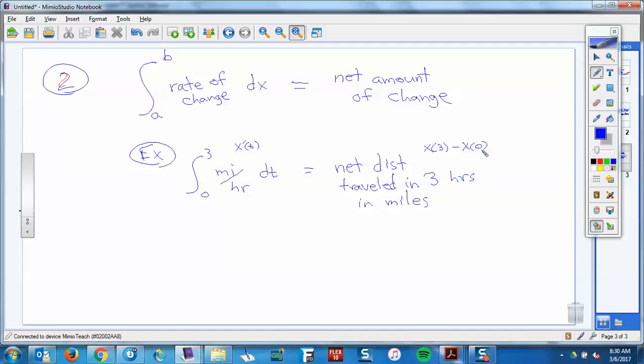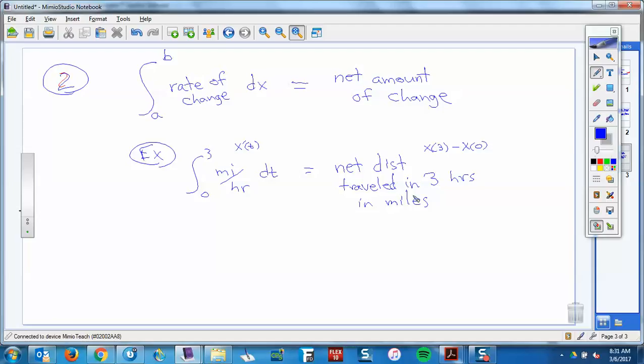So the antiderivative, fundamental theorem part 2, would tell us to find the antiderivative, which would be x of 3 minus x of 0. Well, this is just where it is. This is its position at the end minus its position at the beginning. So that's a net distance that it traveled. Net distance, like displacement. Okay? So that is what you'd be finding. So we don't want to say total.